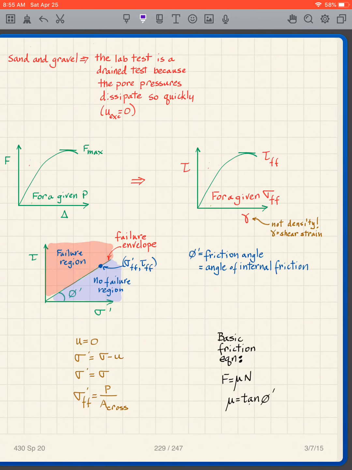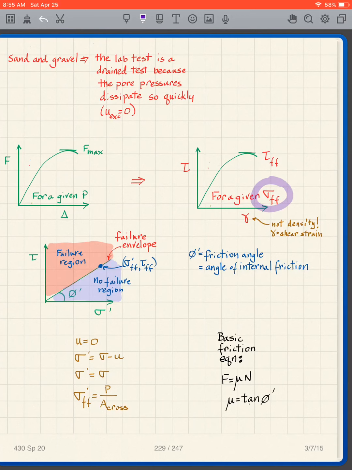And so in other words, we convert the F delta curve for a particular given P to a tau gamma curve. Now gamma is not density, gamma is shear strain, if you remember shear strain. So we get a shear stress shear strain curve. Just watch out when I draw that gamma there. It's not density, it's shear strain.